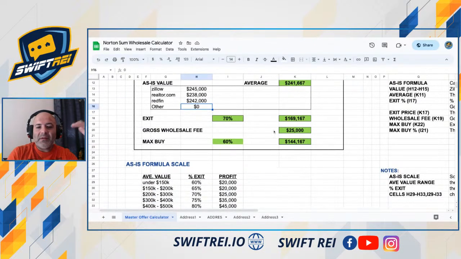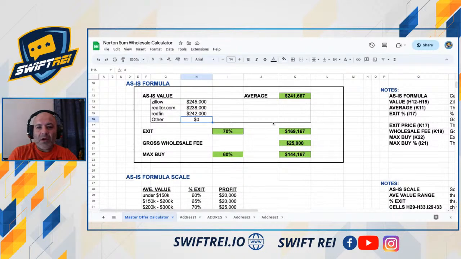So where does this put us in this calculator again? In this calculator, we're going to look at the price bracket. So we're over 200,000, right? So between 200 and 300,000. So the exit price is going to be at 70% is what we're going to sell to a cash buyer. So that's 25,000 assignment fee. So at this point, if I'm talking to the seller, or if I'm talking to an agent on market, or if it's just an off market seller, my cash price is going to be $144,000. That's it.